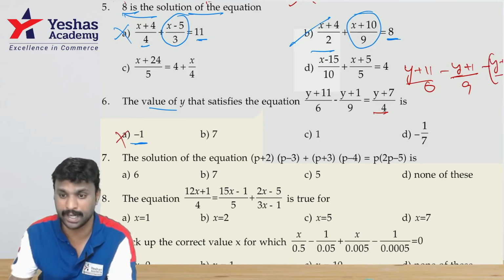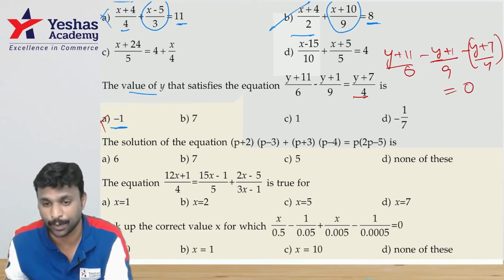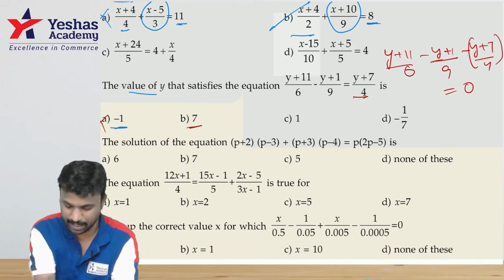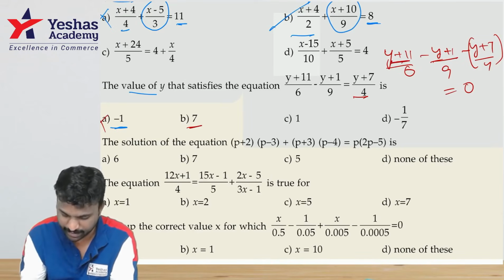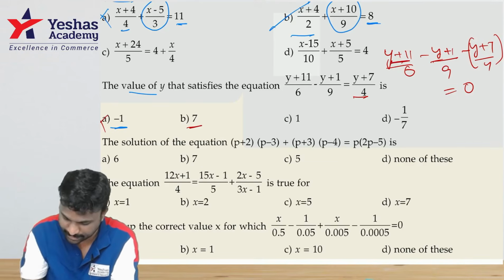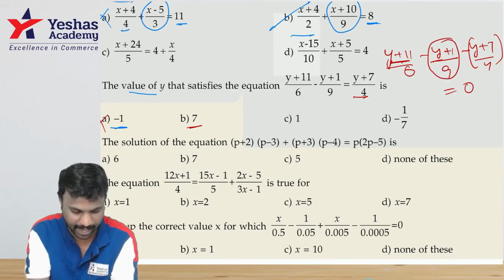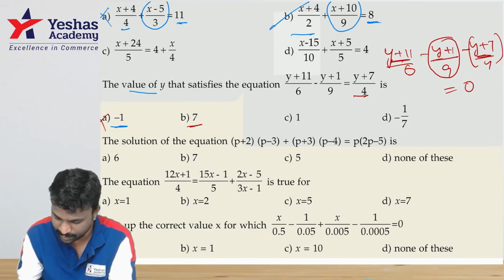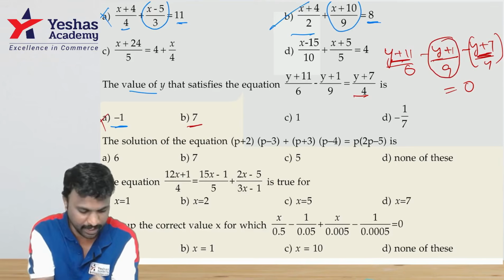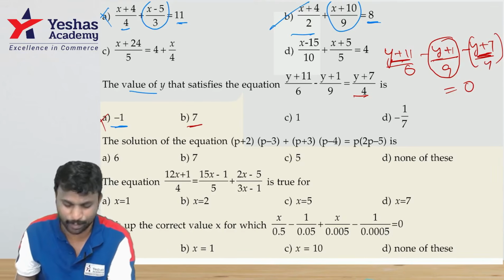Send it to the left hand side like this, and you should be getting equal to what? 0. Guys, check option B now. Y plus y is 7. 7 plus 11 is 18. 18 divided by 6, M plus. Y value is how much? 7 plus 1 is 8. 8 divided by 9, M minus. Then y value is how much? 7. 7 plus 7 is 14 divided by 4, M minus MRC. That fetches you minus 1.388.